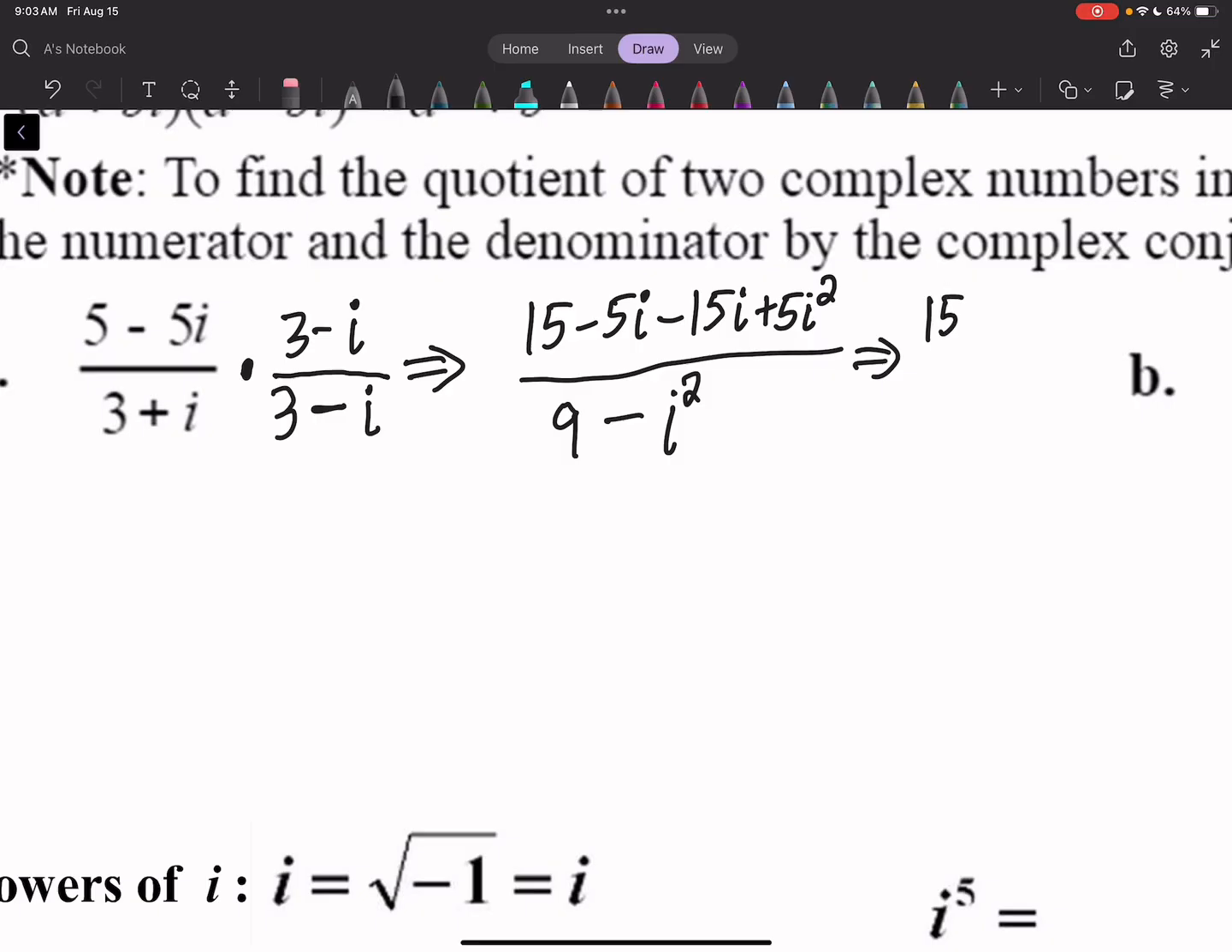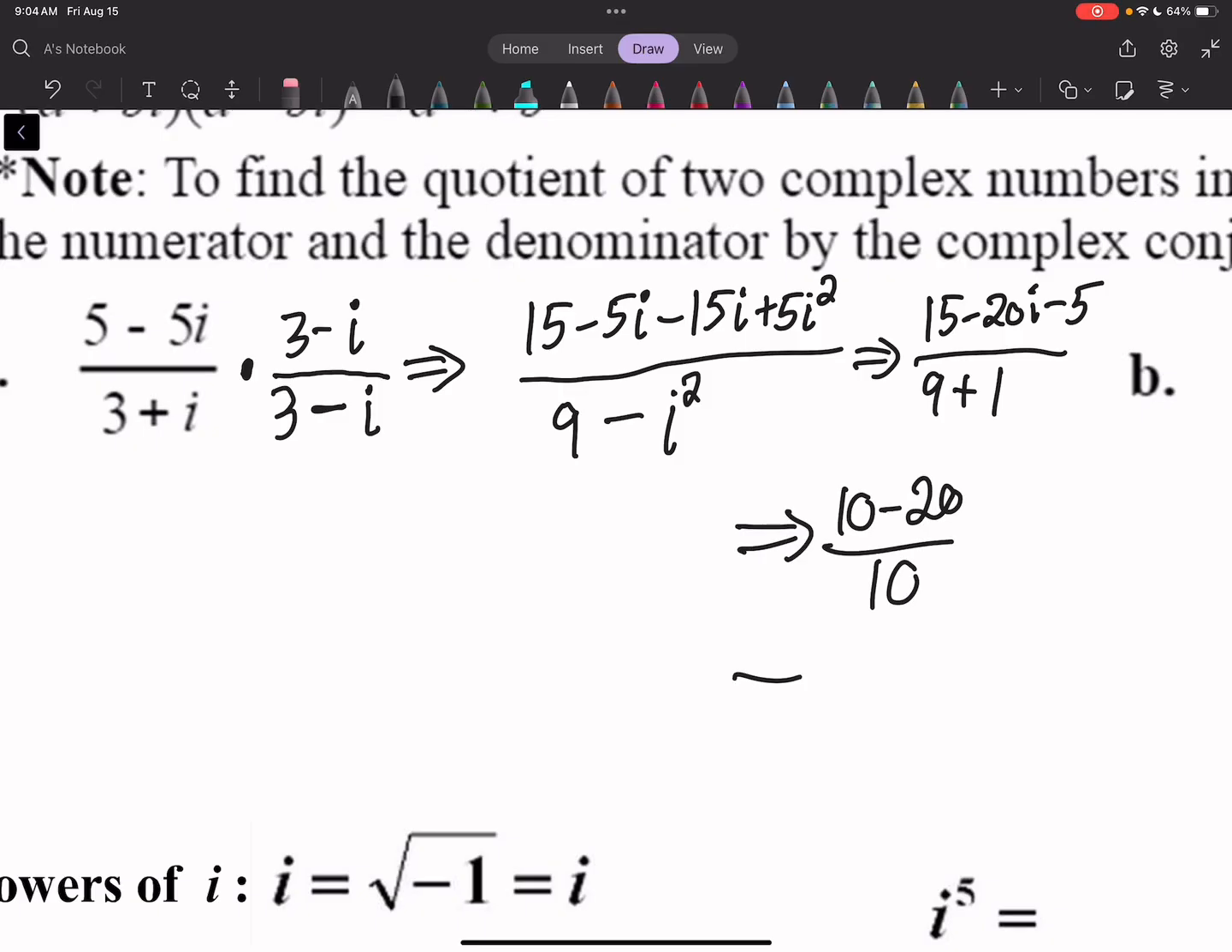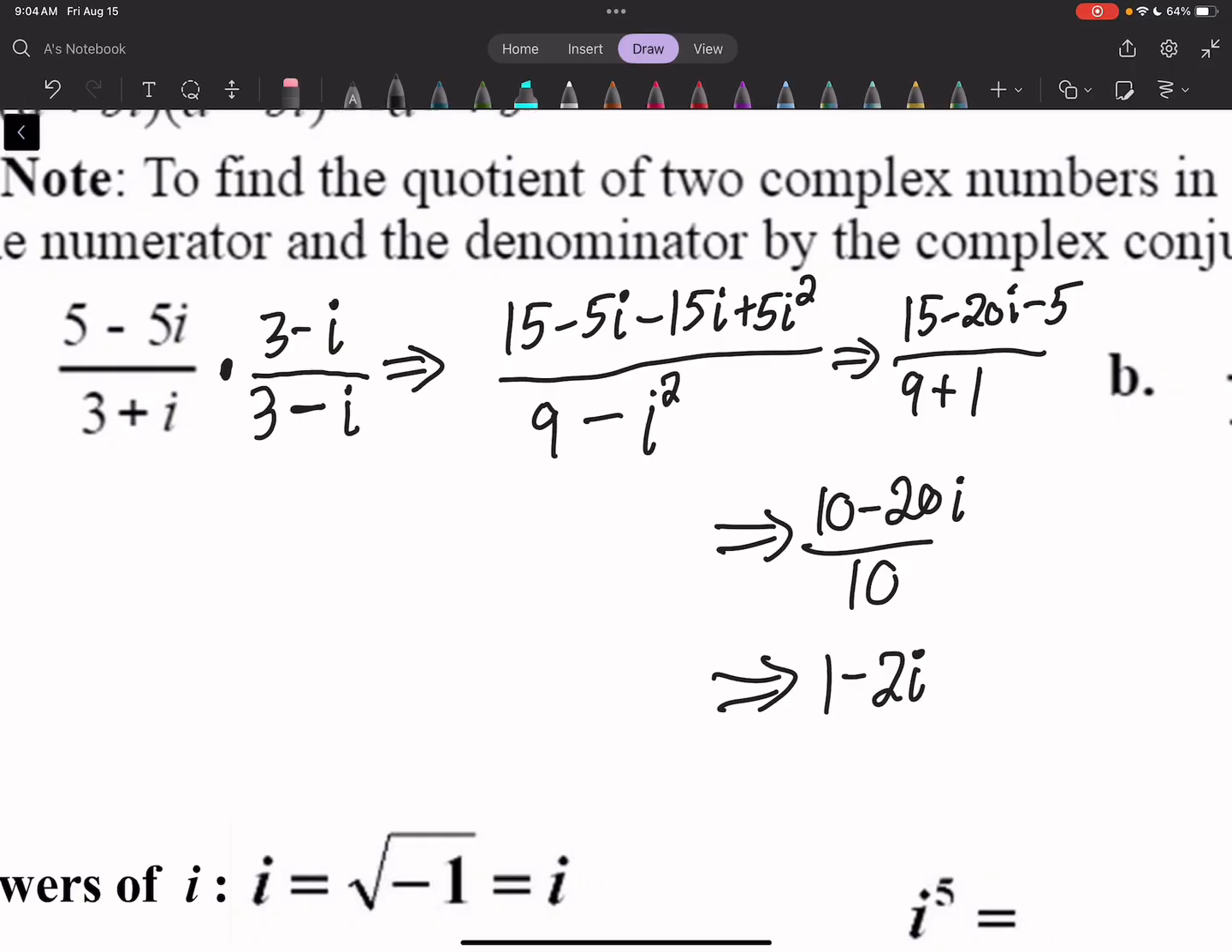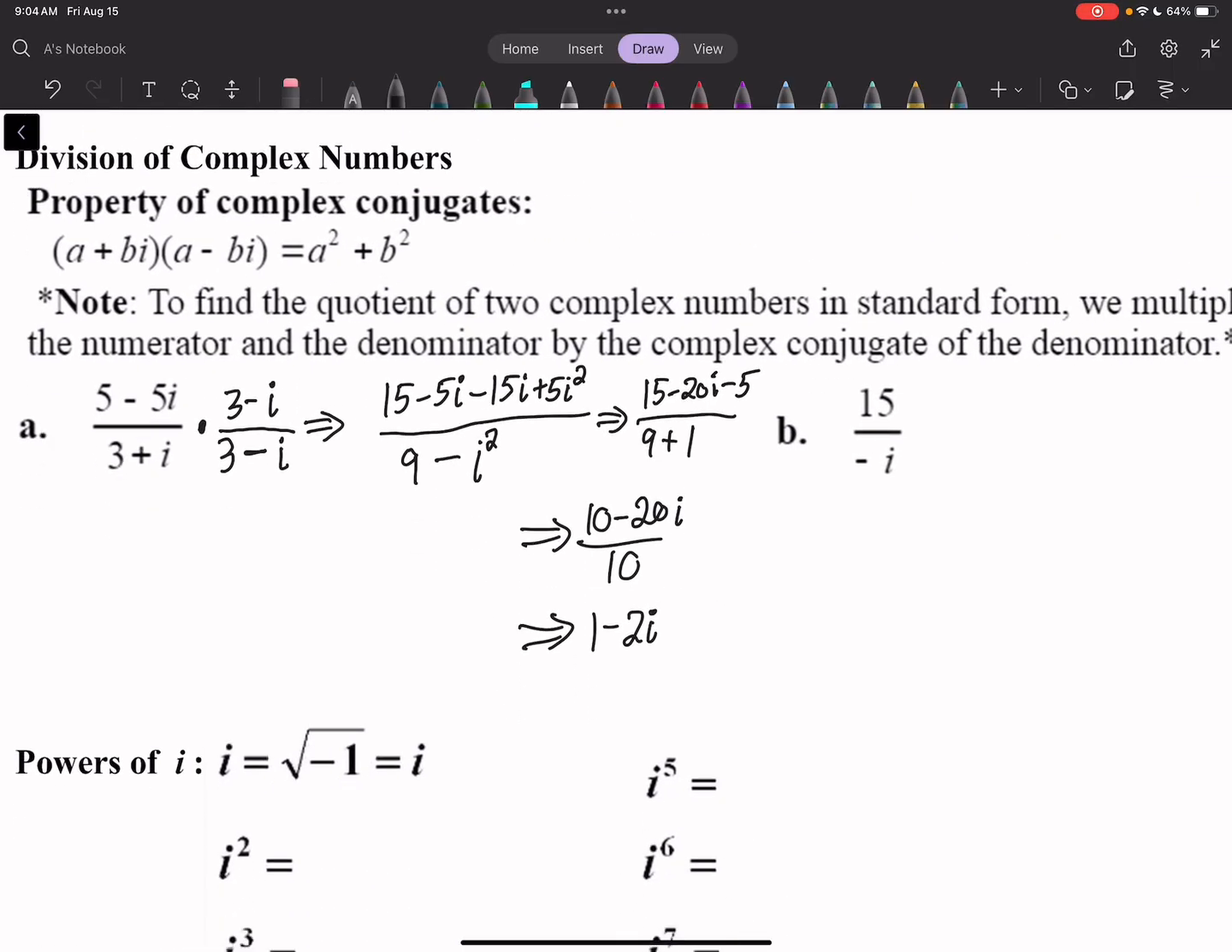This is 15 minus 20i minus 5 over 9 minus 1, minus negative 1, so plus 1. This is 10 minus 20i over 10. Therefore, my answer is 1 minus 2i. Finished. Try B.